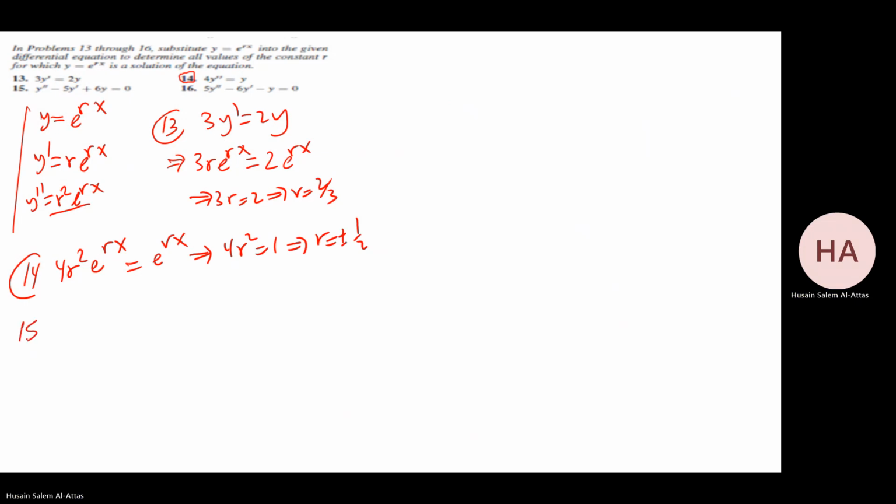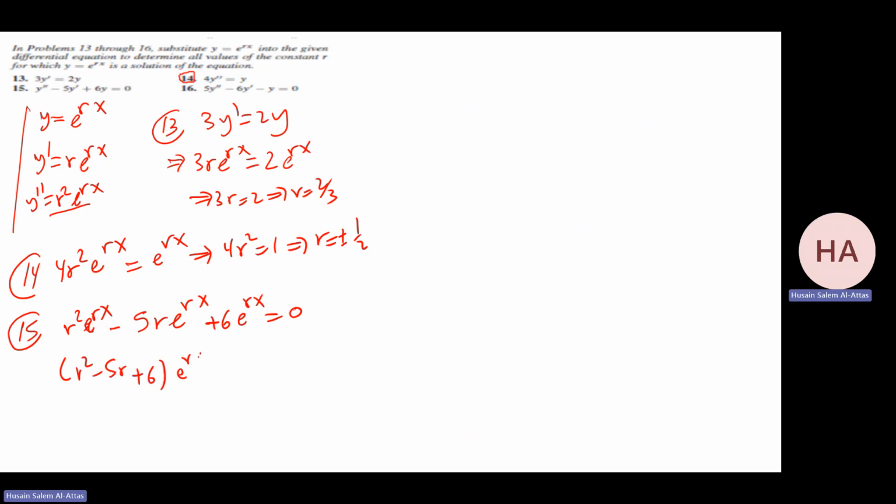15. y double prime, which is r squared, minus 5r e^(rx) plus 6 e^(rx) equals 0. So I have r squared minus 5r plus 6 times e^(rx) equal to 0. You notice I'm using this, e^(rx) not equal to 0. So I need to solve this, which is r minus 2, r minus 3. So I have 2 values, r equal 2 or r equal 3.